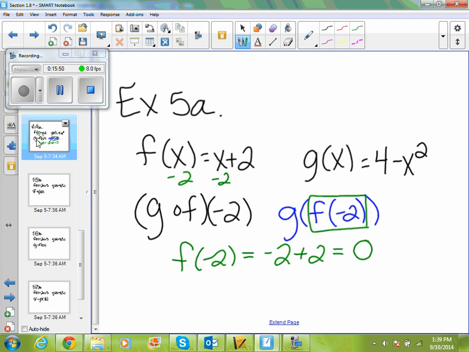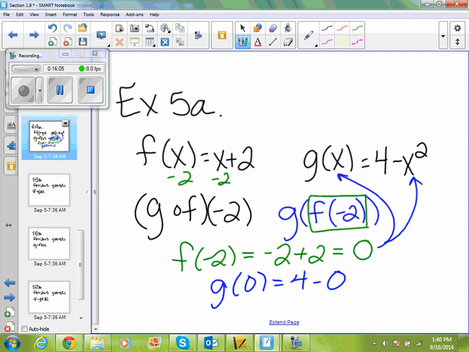So then this 0 is what I plug into my second equation. So g of 0 equals 4 minus 0 squared. And 0 squared is 0, so I end up with 4 minus 0, so that would equal 4. So my composite function g of f of -2 is actually just 4, when we go through and do all the simplification.